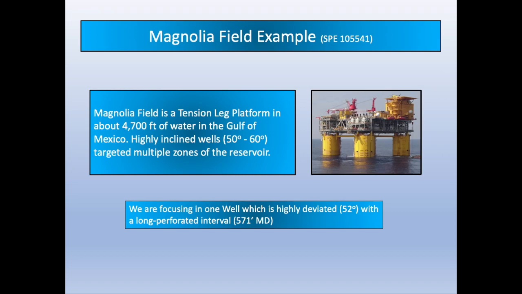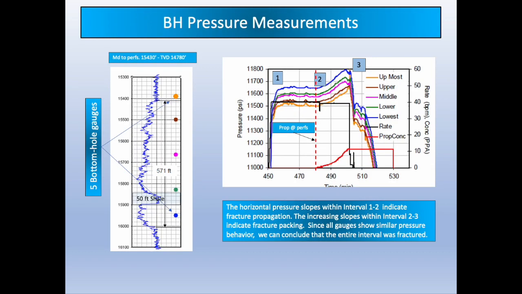Magnolia Field example. The Magnolia Field is a tension leg platform in about 4,700 feet of water in the Gulf of Mexico. Highly inclined wells targeted multiple zones of the reservoir. We are focusing here on a well which is highly deviated with a long perforated interval. The bottom hole pressure measurements are shown here.